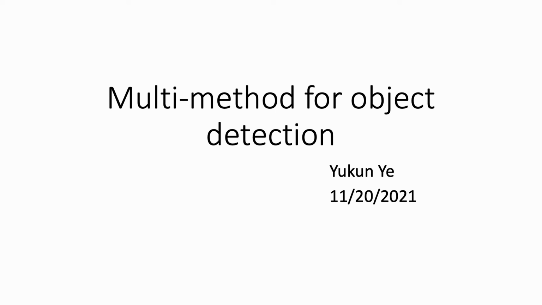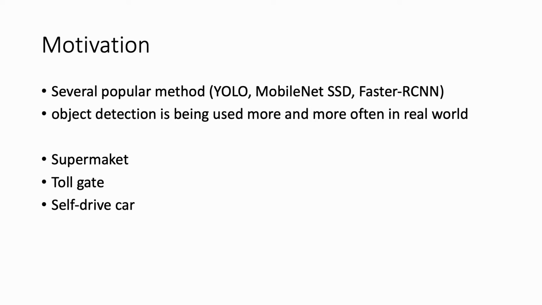My project is going to talk about multiple methods for object detection, and also some implementation and comparison between these methods. I mainly talk about the three most popular methods in this area, which are YOLO, MobileNet SSD, and Faster-RCNN.